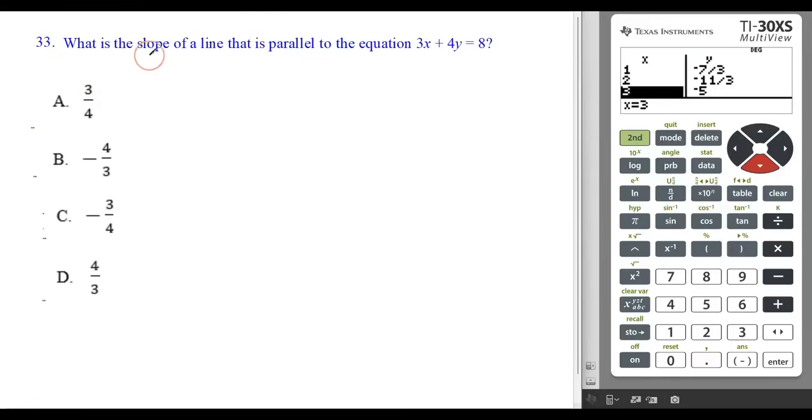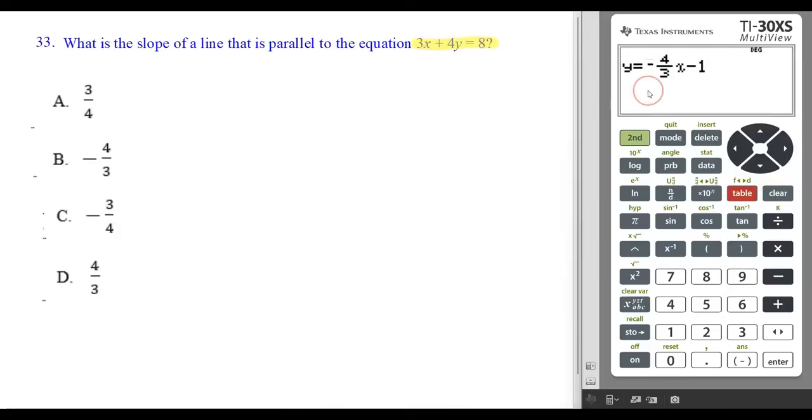Question 33. What is the slope of a line that is parallel to the equation 3x plus 4y equals 8? Well, you should notice that this is not written as y equals something. It's actually written in standard form, so I really am not able to use my table function on the calculator, because when you hit table it says y equals something. So I'm going to show you what I think is the quickest way to do this. It's just straight up algebra here. It's what I showed you earlier.